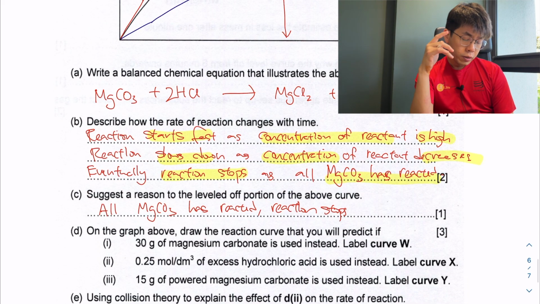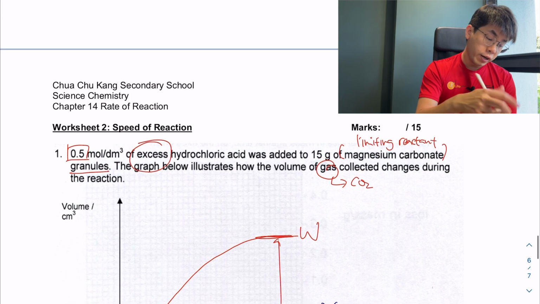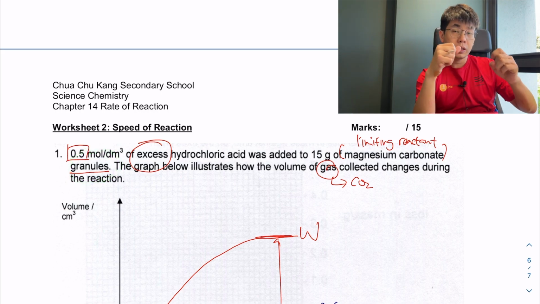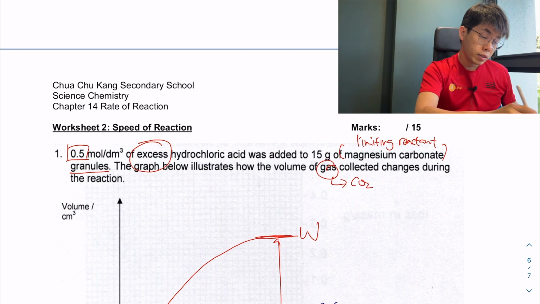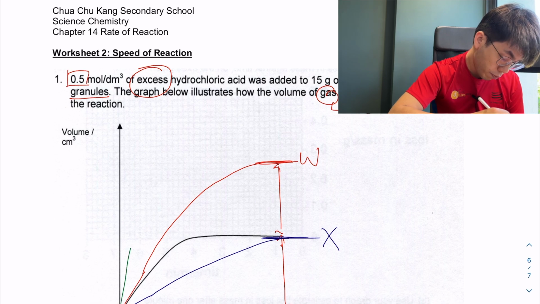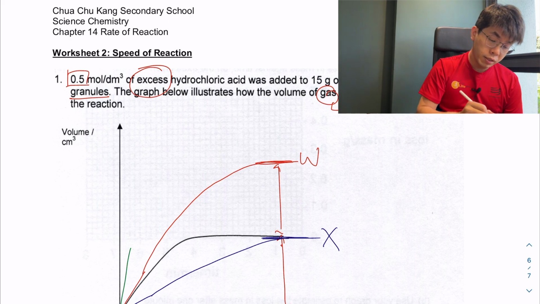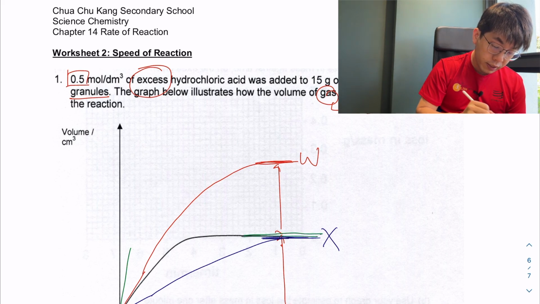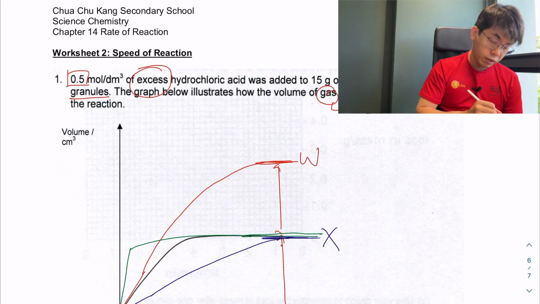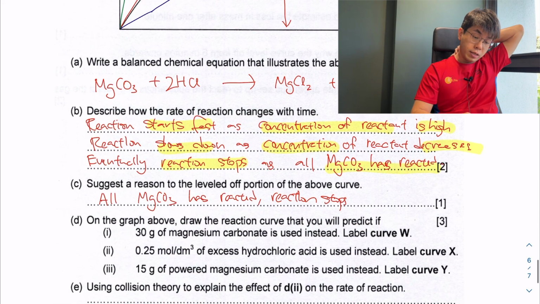Okay, last one. 15 grams of powdered magnesium carbonate is used, while originally it was 15 grams of granules. We know that granules are bigger, powder is smaller, so with powder the reaction will be faster. If you want to represent faster, the gradient needs to be more steep, right? But I still use 15 grams of magnesium carbonate, so the ending point is still the same as the original. We join the starting to the ending, and then we get our last graph. It starts very steep and then it tapers to the same volume. So this is Y.